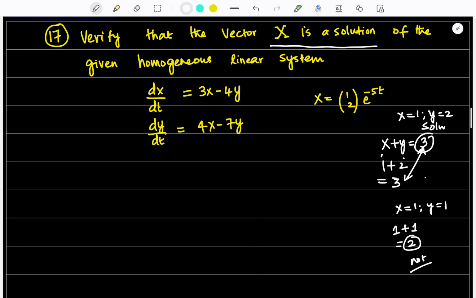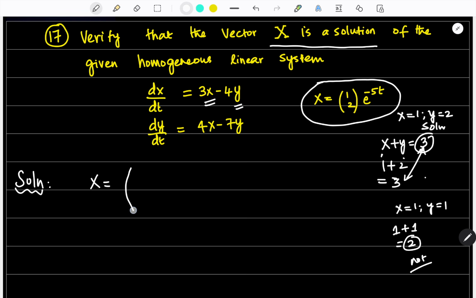So we have a differential equation and we have a solution over here, and it is with two variables. Let me take the solution. The solution is x equals matrix 1, 2 and e power minus 5t. Matrix 1, 2, e power minus 5t. So let me write this as X equals, X is a column matrix, capital X. You know this very well.